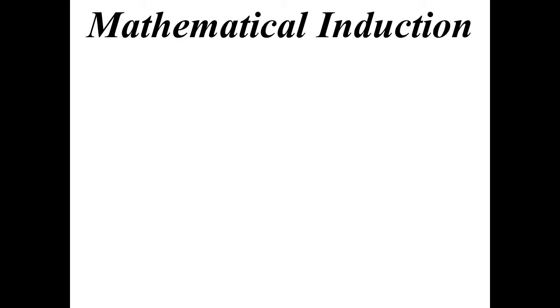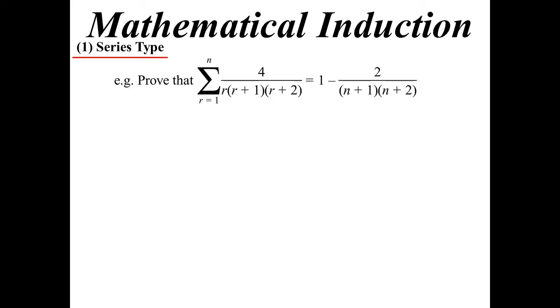We're looking at proof. One of the styles of proof we saw last year was induction. So let's look at it a bit further. We saw the series type. That's where we started with induction. So it's something like this. Prove that the sum of, well, there's the general term, is equal to this expression there.